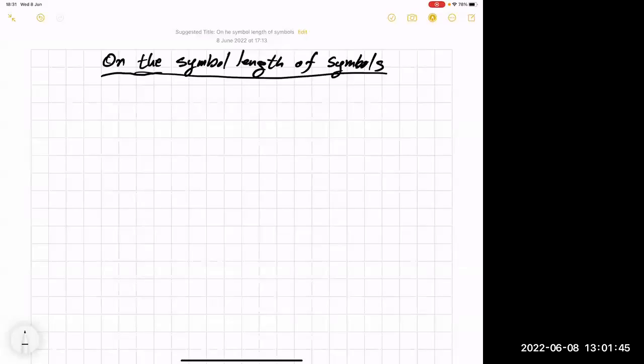So as Philip said, I'm going to talk about the symbol length of symbols in Galois cohomology. And I'd like to start with a quick introduction to this so-called Bloch-Kato theorem.